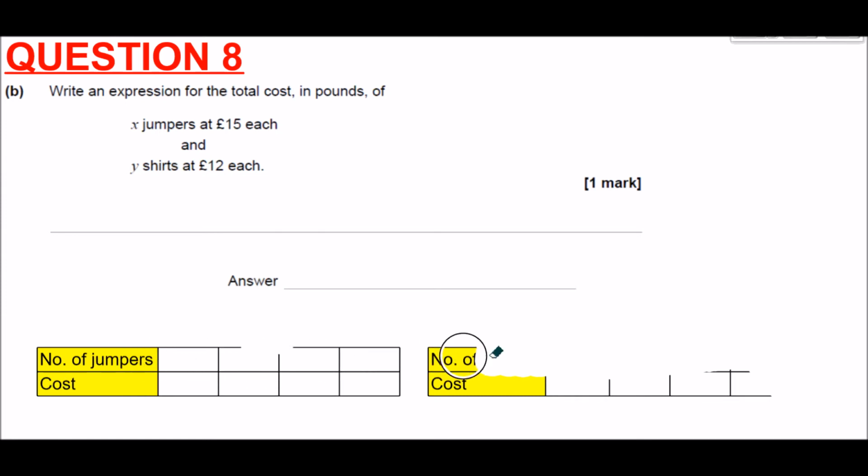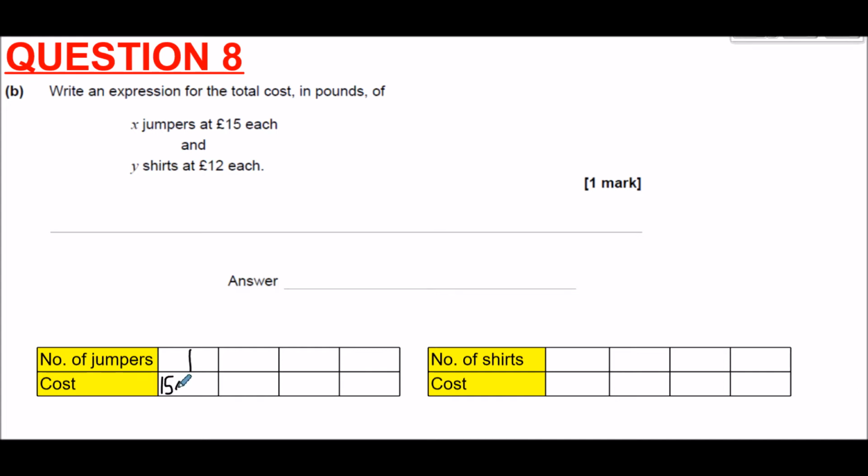a bit easier. So what we're going to do here is just imagine we're buying different numbers of jumpers and different numbers of shirts. So let's say we just bought one jumper. The cost is £15 each. So if it was one jumper, the cost of that would just be 15 times 1, which is 15. If we bought two jumpers, that'd be 15 times 2, which would be 30. If we bought 3 jumpers, that would be 15 times 3, which would be 45.